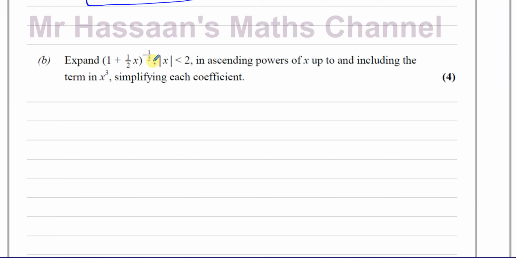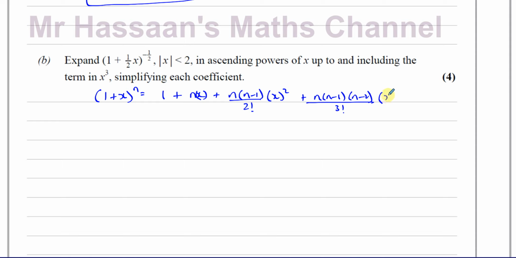So now we're going to use that formula that we know, which is given in the formula sheet, which I'm just going to copy out here. So you have 1 plus x to the power of n equals 1 plus nx plus n times n minus 1 over 2 factorial times x squared, plus n times n minus 1 times n minus 2 over 3 factorial times x cubed. This is the formula that they have in the formula sheet, where the n stands for the power and the x stands for whatever term is here, including its sign.